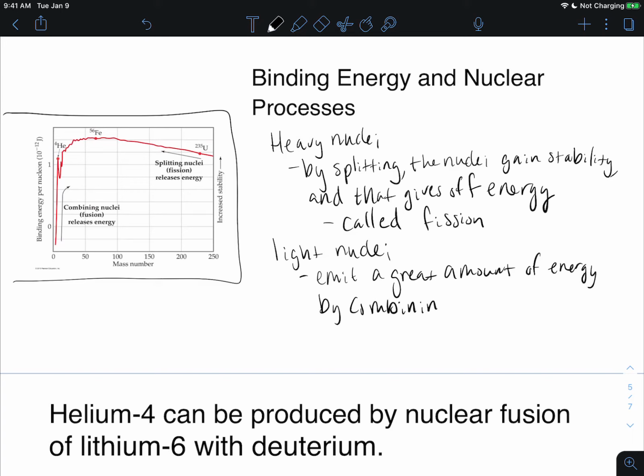Again, because we're getting to a more stable, greater binding energy per nucleon value. This is called fusion. So we're fusing things together. So very low mass number nuclei are going to combine in a fusion reaction, and that releases energy. Very large mass number nuclei are going to split, producing smaller nuclei that are more stable, and that also releases energy in a fission process.